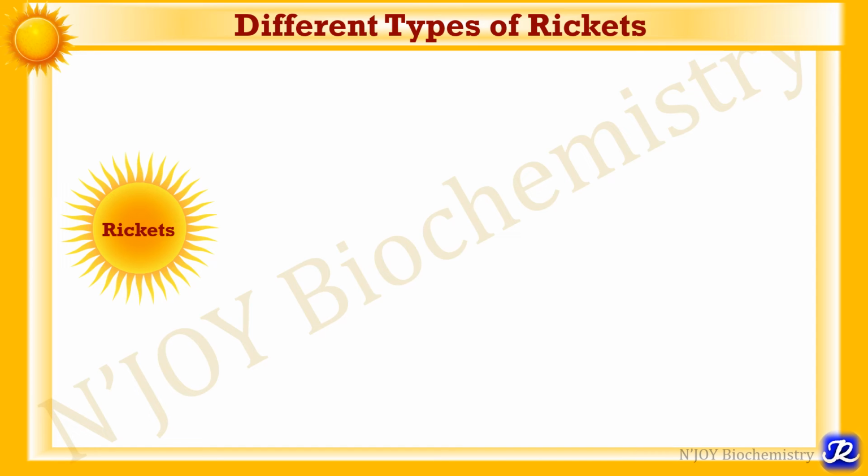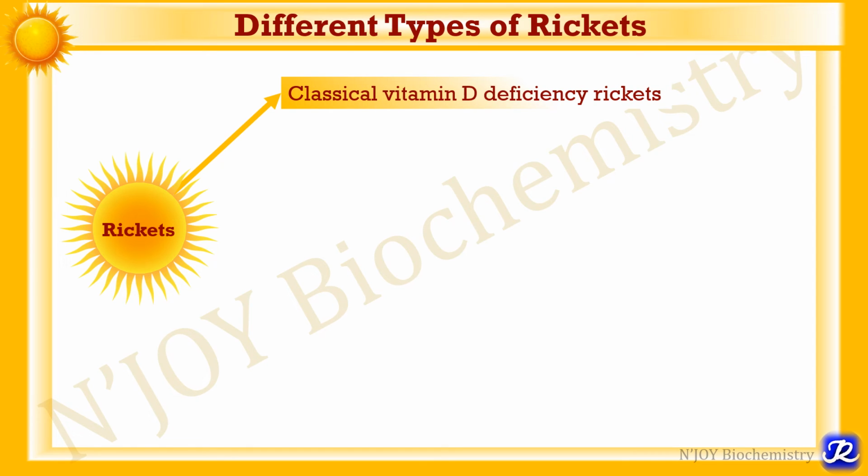What are the different types of rickets? The first one is classical vitamin D deficiency rickets, which is also called nutritional rickets. This nutritional rickets is due to dietary deficiency of vitamin D or due to decreased exposure to sunlight, and this can be cured by giving calcitriol in the diet. Second type is hypophosphatemic rickets. This is due to defective renal tubular reabsorption of phosphate, which may be either X-linked or autosomal dominant hypophosphatemic rickets. Supplementation of vitamin D or its active form along with phosphate is useful in this condition.